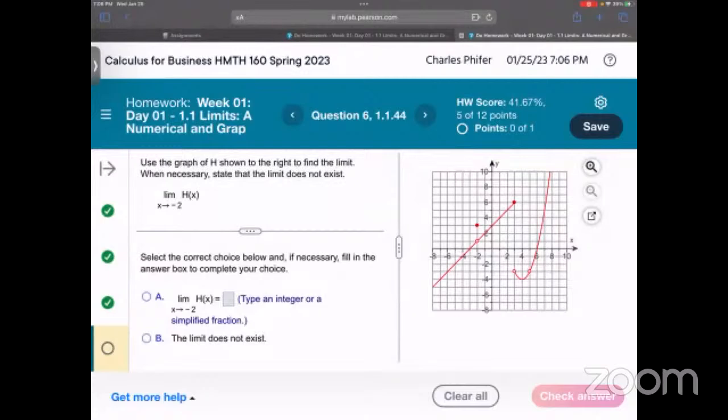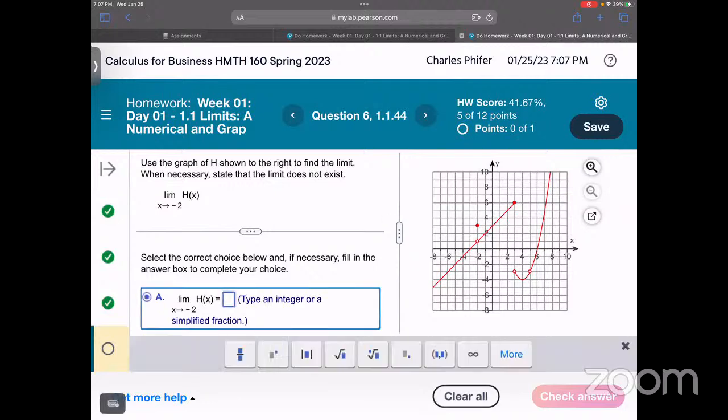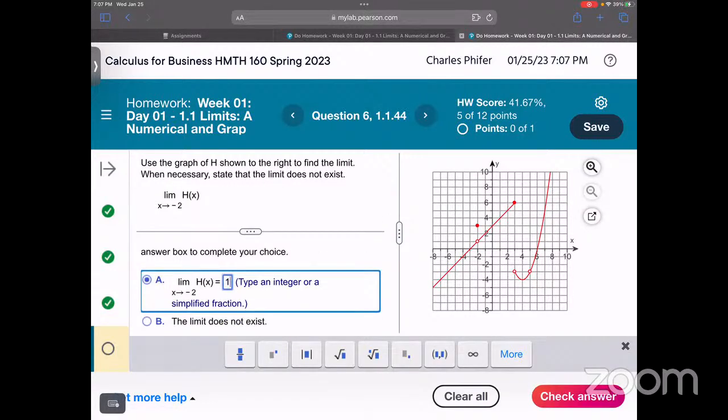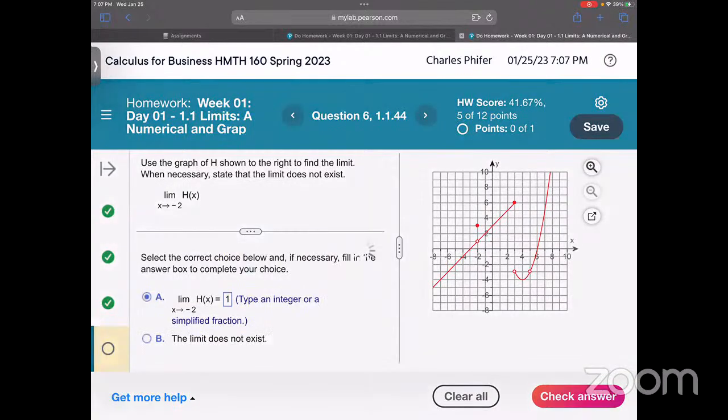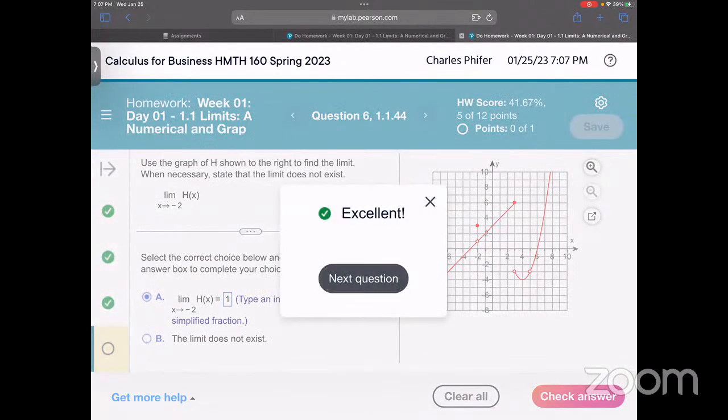As x approaches -2, so -2 is on the left-hand side, as x approaches -2 from the left, y approaches 1. As x approaches -2 from the right, y approaches 1. Kind of using that vertical wall method, they're hitting the vertical wall at the same point. So the limit as x approaches -2 is going to be 1, because the left-hand limit equals the right-hand limit, and they both were equal to 1. Okay.